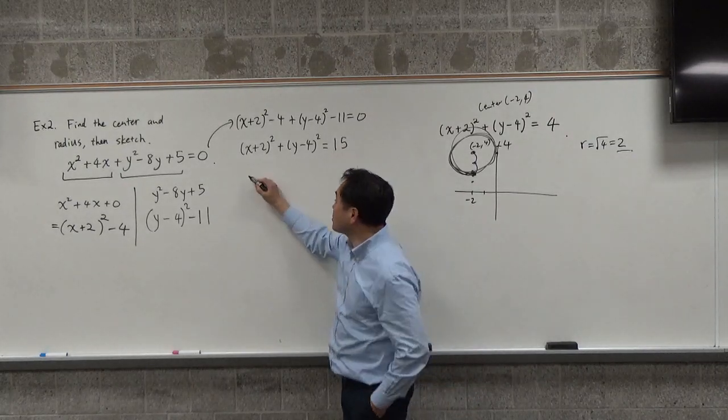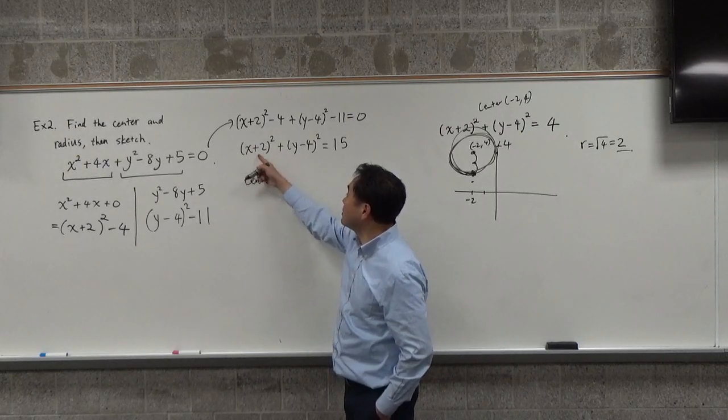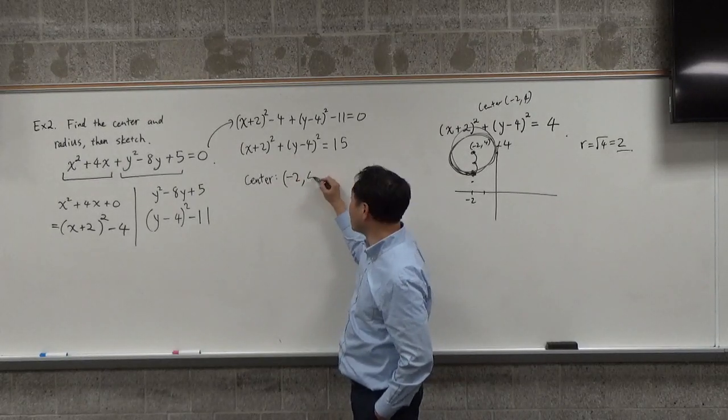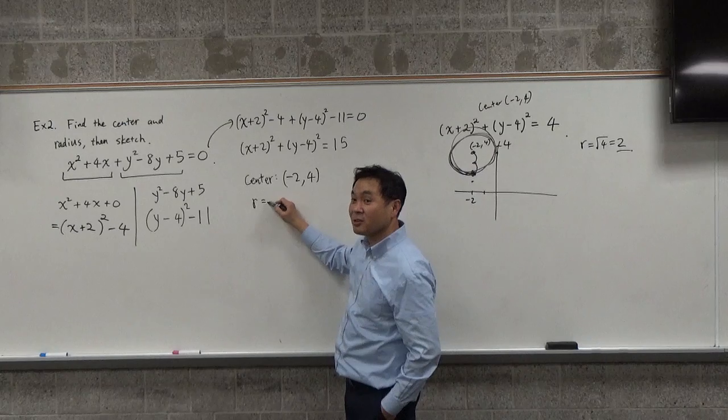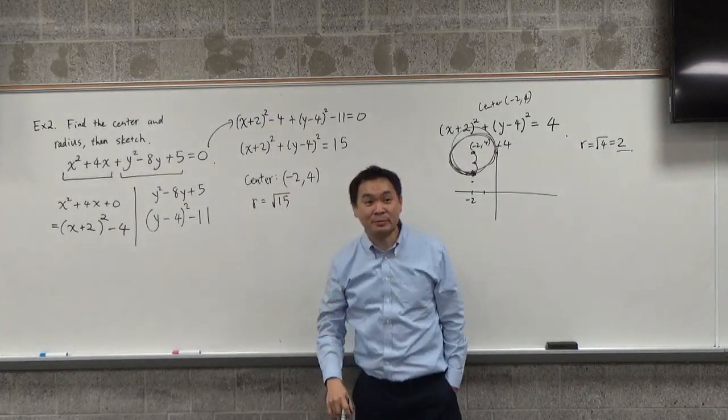Okay, now tell me what the center is. Negative 2. Negate this number, so it's negative 2, comma? 4. Positive 4. What's the radius? Square root of 15. Take the square root of this number.